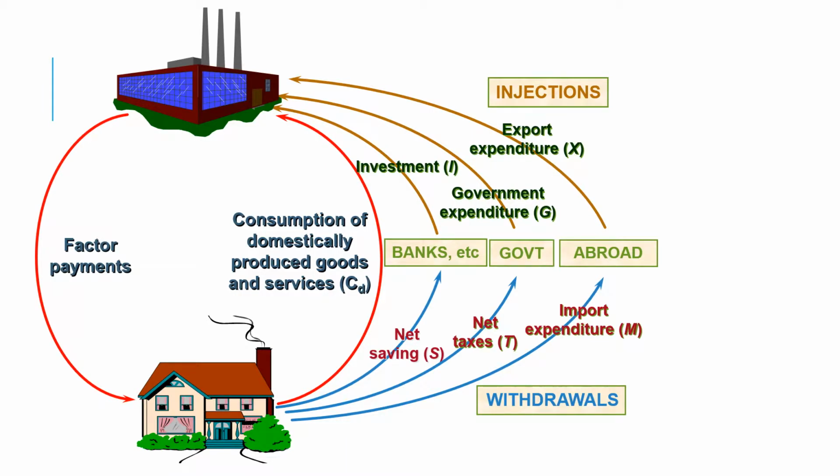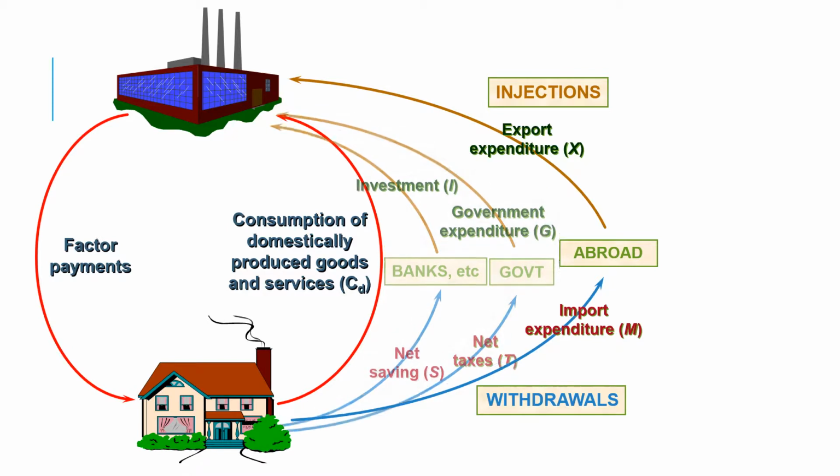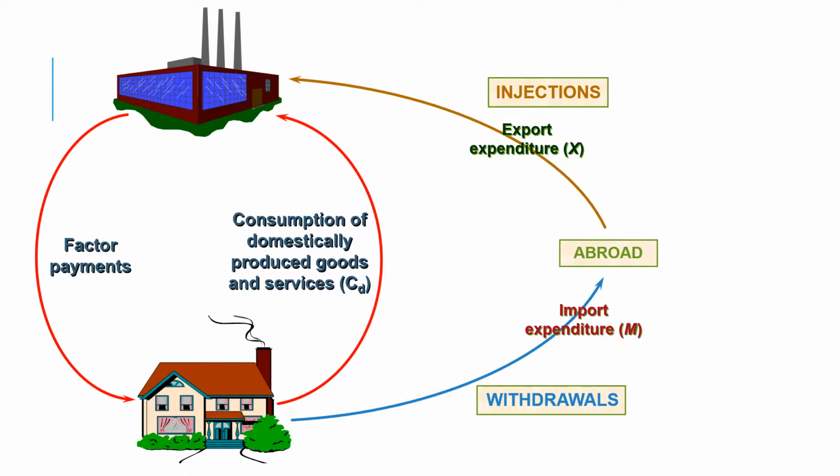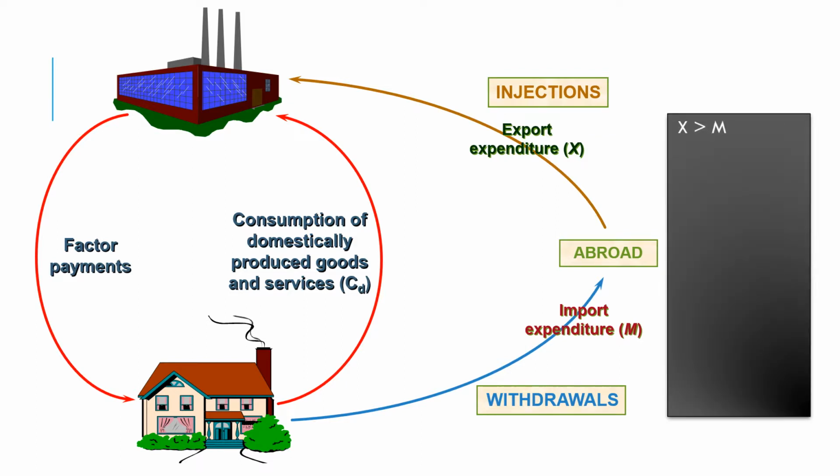Let's now look at the impact that the balance of trade would have on the circular flow of income. So exports are considered an injection into the circular flow, whereas imports are a withdrawal. So if exports are greater than imports, we would describe this as being a trade surplus, and this would be a net injection into the circular flow of income. On the other hand, if imports were greater than exports, we would describe this as being a trade deficit, and this would be a net withdrawal from the circular flow of income.